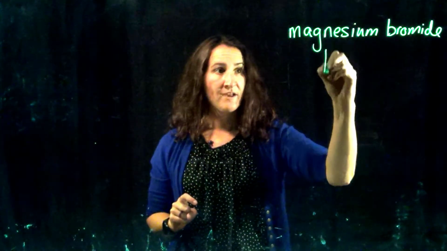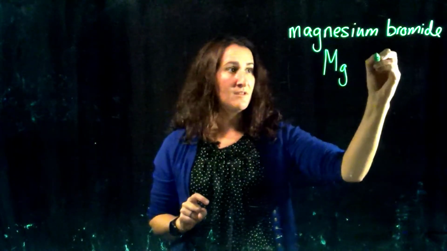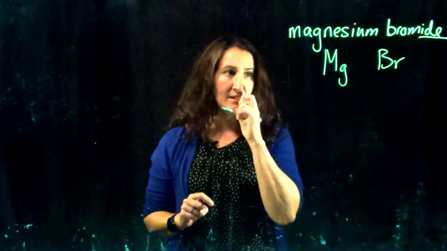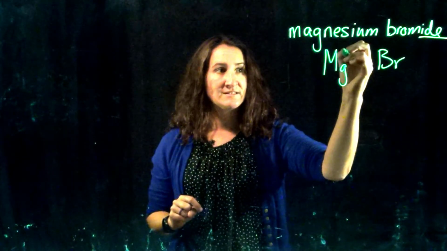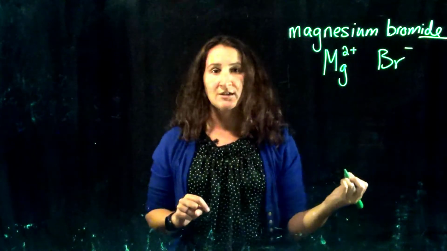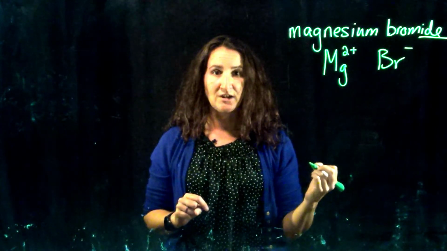Okay, so now we find magnesium on our periodic table, and we find bromine. Once again, we got the "ide." We'll mention that in a minute. So magnesium is in the second group, so it's going to have a 2+ charge. Bromine is in group 7, so it has a -1 charge.